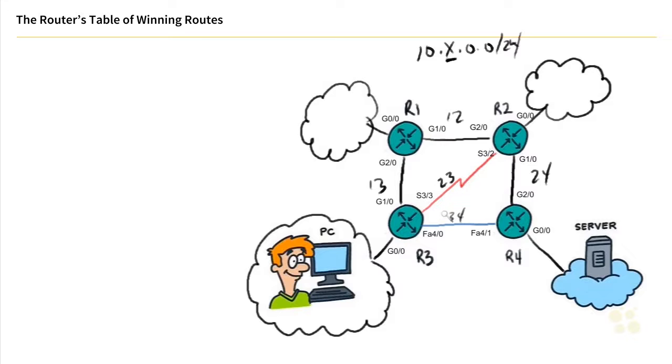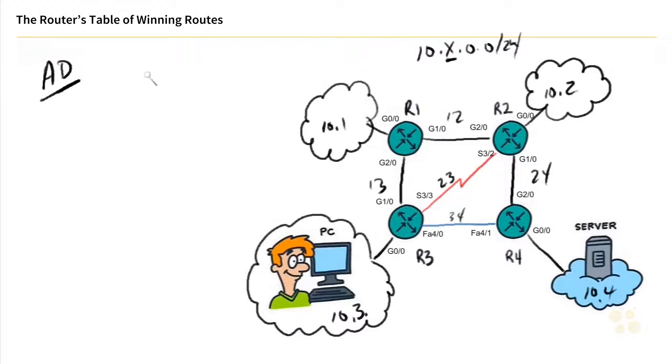Also, on the edges of the networks, we have 10 dot and then the router number. So this would be 10.2, this would be 10.1, this would be 10.4, and this would be 10.3, followed by a couple more zeros and a /24. So let's take a look at the AD process first. Again, the lowest administrative distance for a given route is going to be used and put in the routing table.